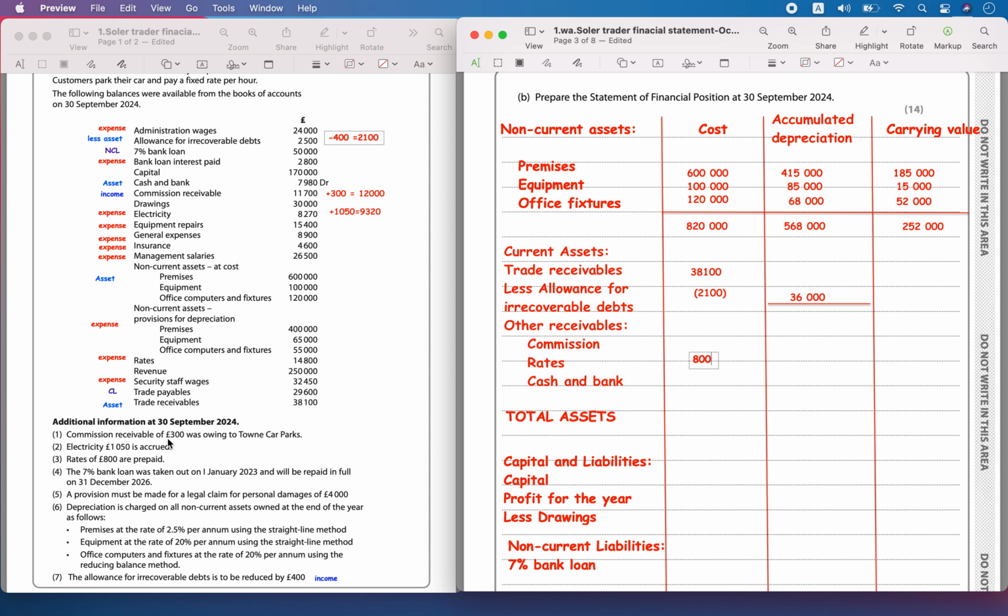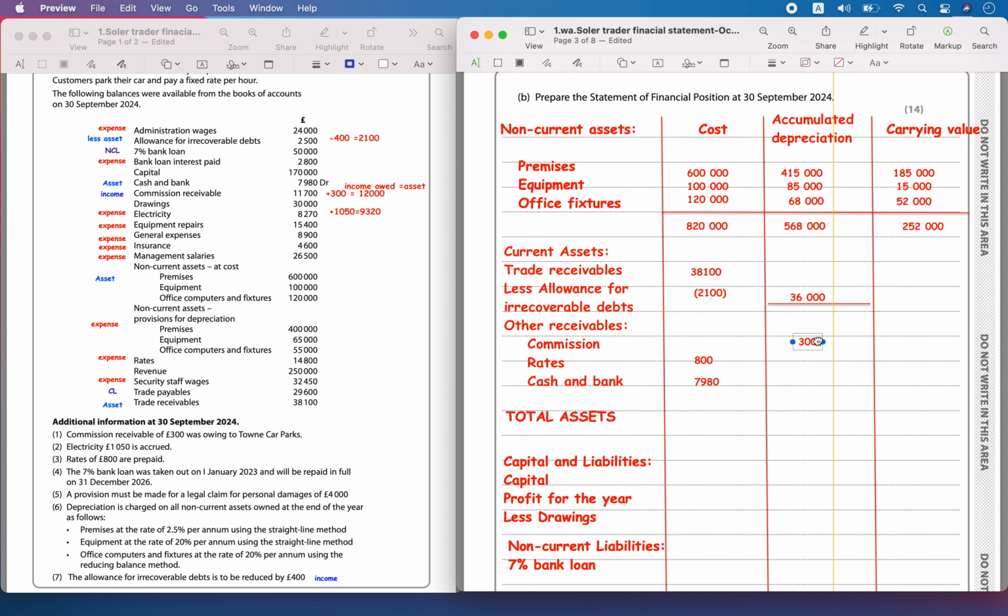Now commission receivable is an income. Income owed becomes an asset. So income owed will become an asset. That's why you are going to write 300 here. This is nothing but income owed, and it is going to become a current asset. Now the cash and the bank were at 7,980. Now let's add up all these values.